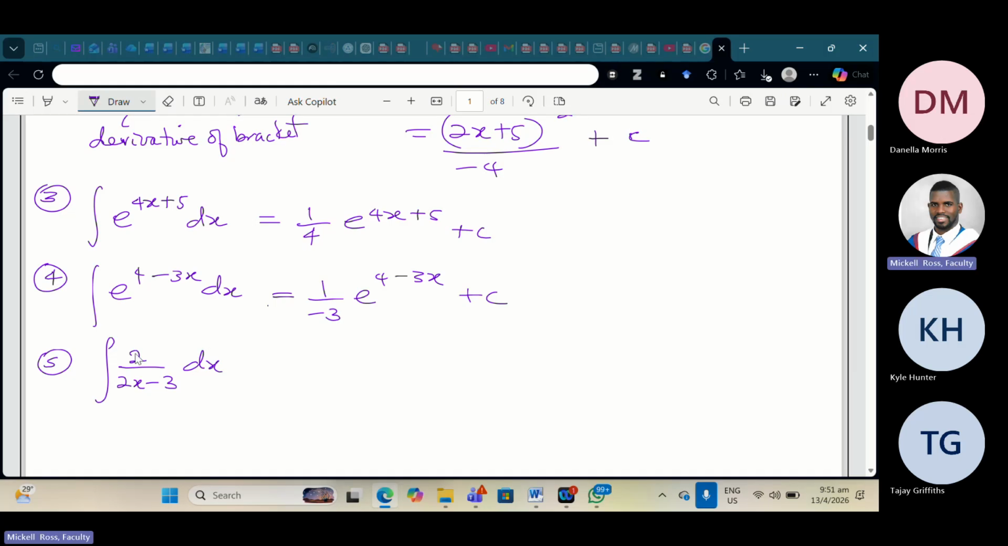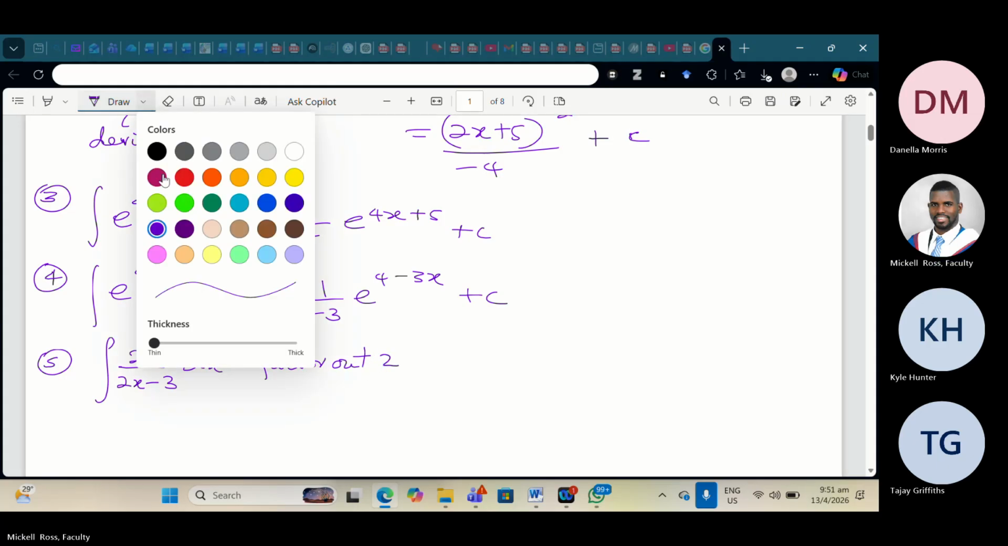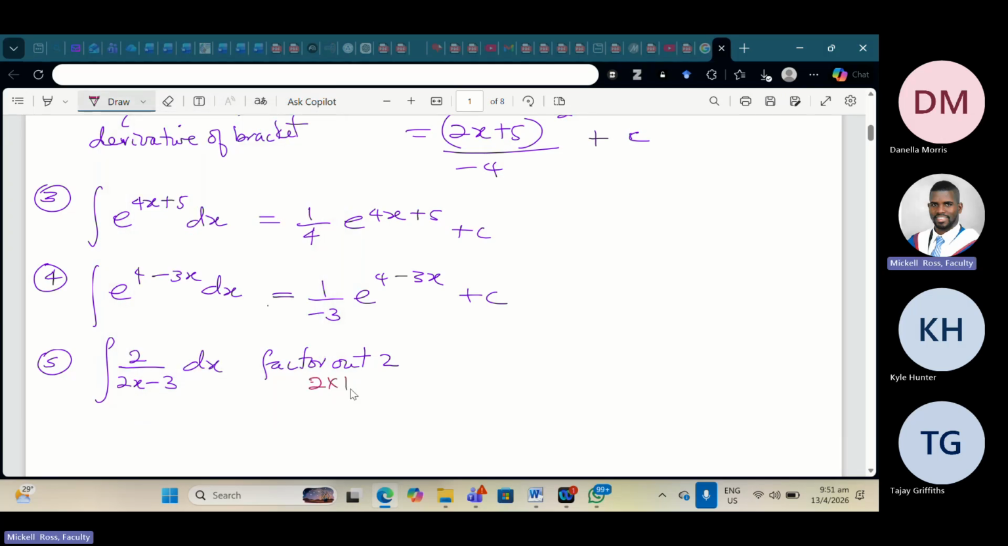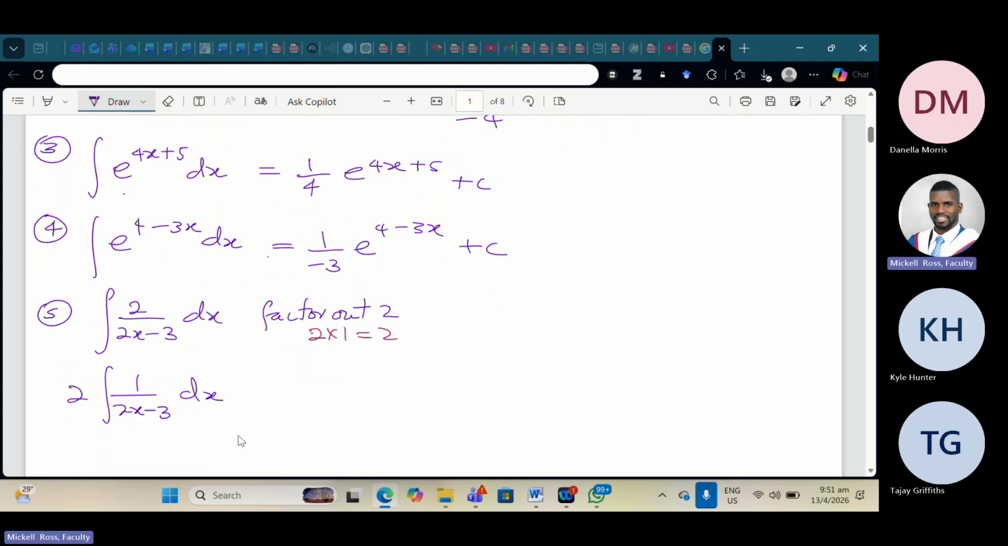In a case like this, what we could do here is factor out 2. Let's understand why. Notice, if we say 2 times 1, we're going to get 2. So if we factor out the 2, we're going to have 1 remaining. Why is that important? Because we can write it as 2 times the integral of 1 over 2x minus 3 dx, because we factor out the 2. Because if you multiply the 2 times the 1, you still get back the 2.